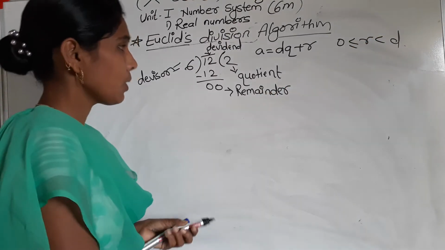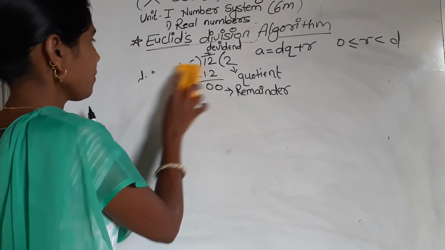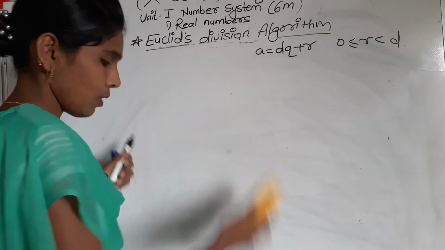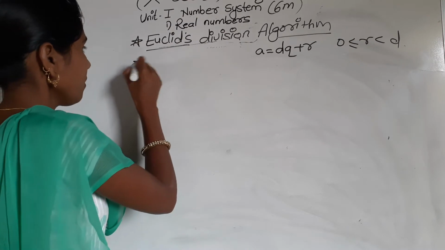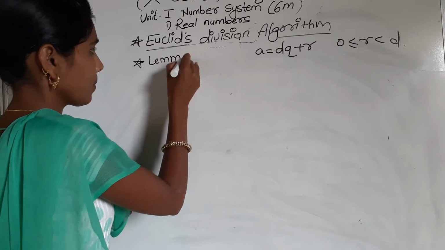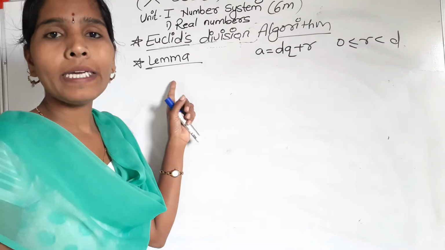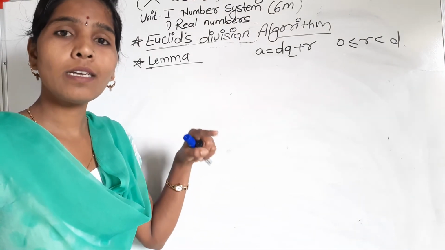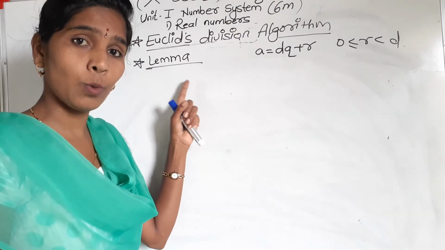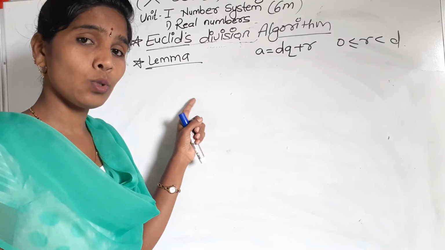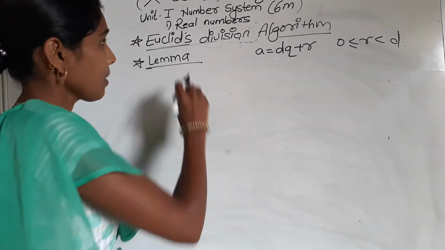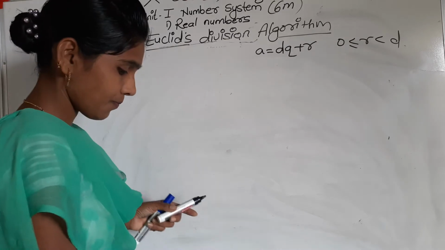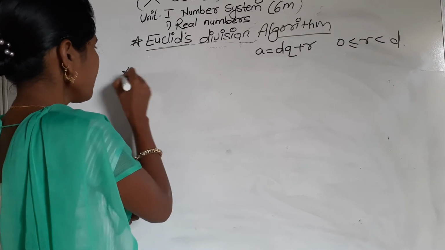By using Euclid's division algorithm, we will solve the problems. Before solving problems, one more word, lemma. Lemma is an already proven statement. That one we will use to prove another statement. By using Euclid's division algorithm, we will find out the HCF of given numbers.